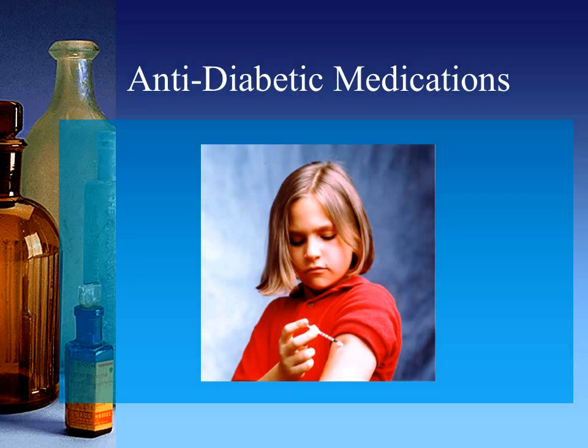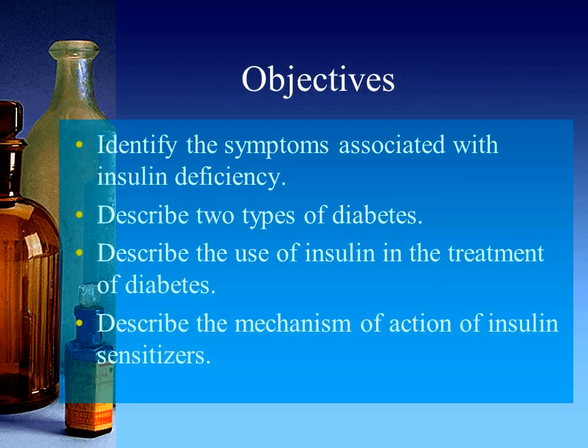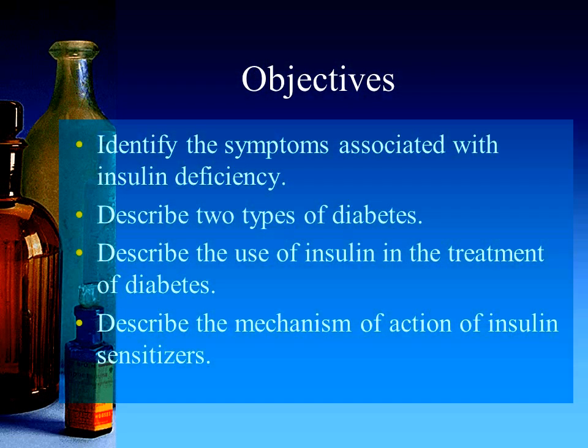So we're going to talk in this section specifically about diabetes and the medications that we use to help control diabetes. Objectives for this last section are that you can identify the symptoms that go along with insulin deficiency. You can describe basically the two types of diabetes. You can tell us how insulin is used in the treatment of diabetes, and describe the mechanism of action of something called insulin sensitizers.